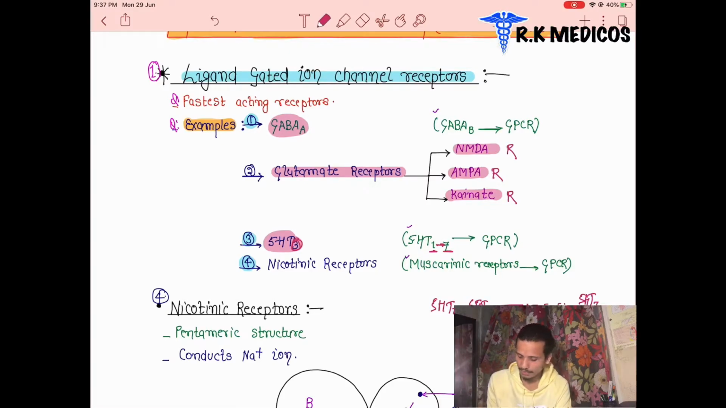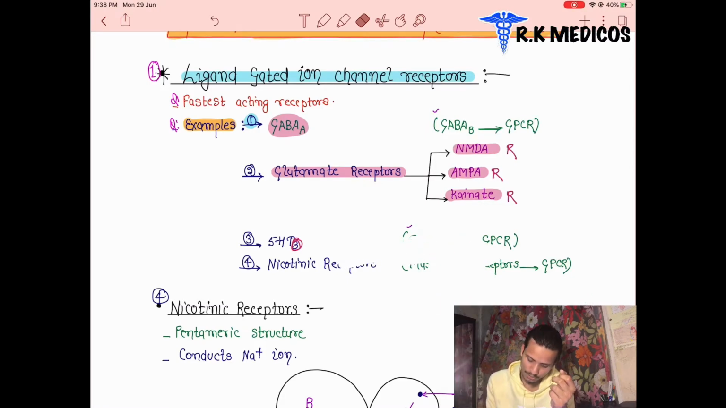The 5-HT3 one is an ion channel. In 5-HT3, ions are moving inside and outside. That's why it is a ligand gated channel. All the others are GPCR, meaning 5-HT1, 5-HT2, 5-HT4, 5-HT5, 5-HT6, 5-HT7. These are all G protein coupled receptors. We have to memorize this.